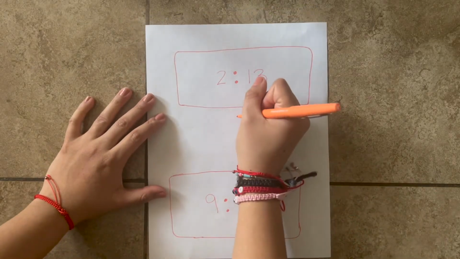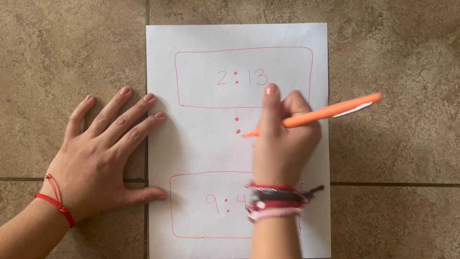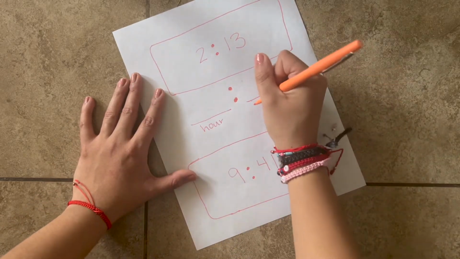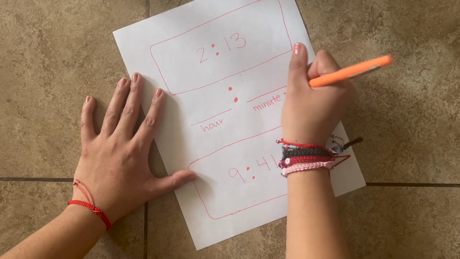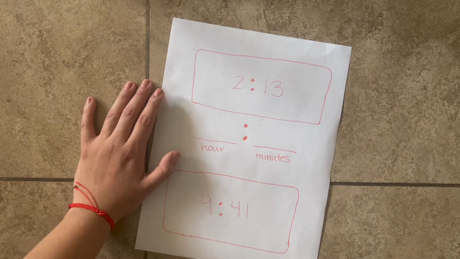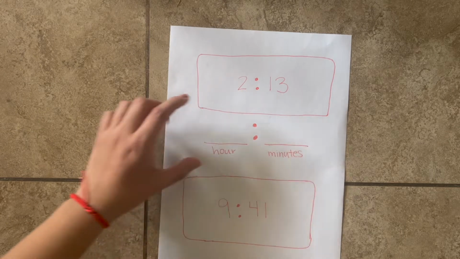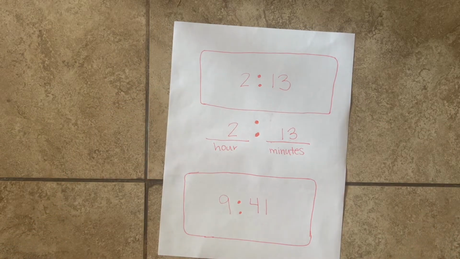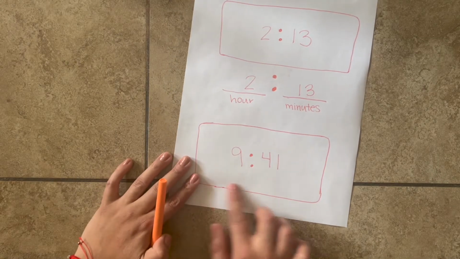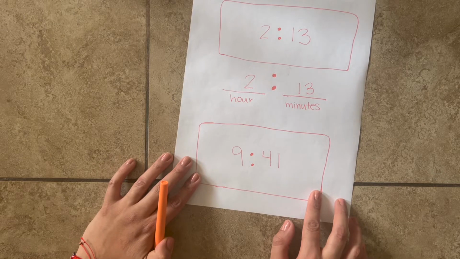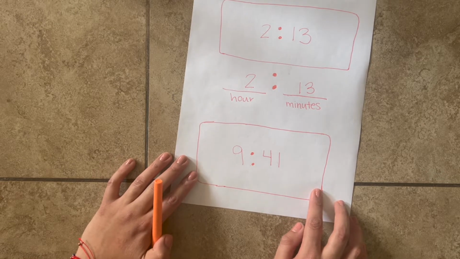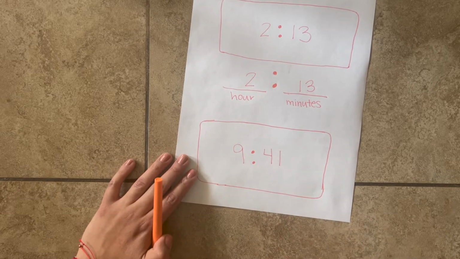It is important to know that the number before the two dots, called colons, tells us the hour, and the number after the colon tells us the minutes. So in this case, the hour is 2 and the minutes is 13. Another way that you would say this is 2:13 o'clock. Let's try an example problem. What time does this digital clock tell us it is? Yes, it's 9:41 o'clock. The hour is 9 and the minutes is 41.